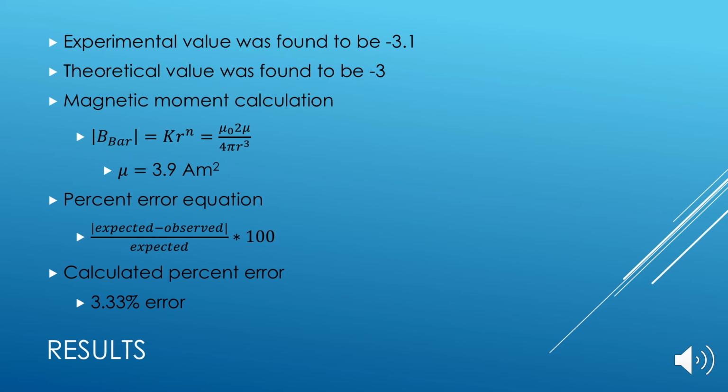Now I'll discuss the results from this lab. The experimental value was found to be negative 3.1, rounding to the first decimal place. The theoretical value is negative 3, so you can see there's a slight difference. I also did the magnetic moment calculation using the equation listed here. The equations are from previous slides, but I just manipulated them in order to find mu, which was 3.9. The percent error equation is just the expected minus observed, divided by the expected, times 100. When I calculated that, I got 3.33% error in this lab.